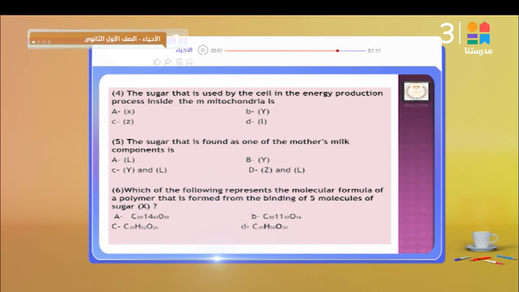Why is it C? Because binding 5 molecules of sugars removes 4 molecules of water. Subtracting the 8 hydrogens and 4 oxygens from the total, the chemical formula is C30 H52 O26. The best correct answer is C.